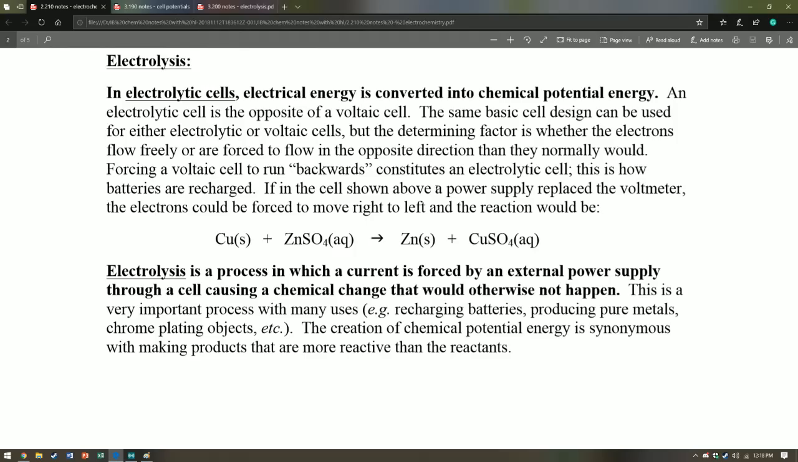Electrolysis is the process in which a current forced by an external power supply causes a chemical change in a set of chemicals that would otherwise not happen. For example, recharging a battery. That's an example of electrolysis. Producing pure metals is another example. And the creation of chemical potential energy is synonymous with making products that are more reactive than the reactants.